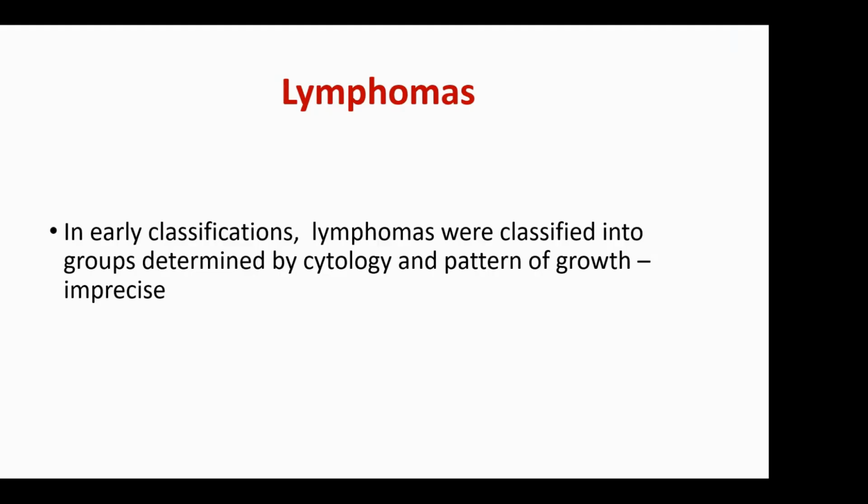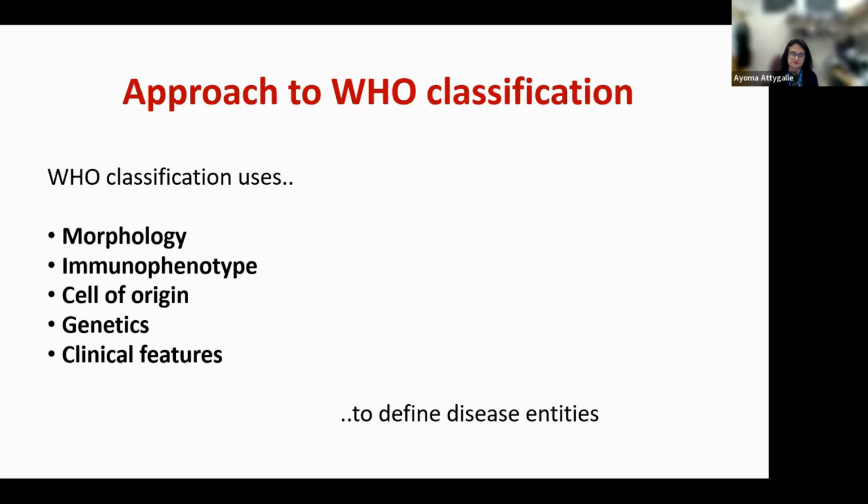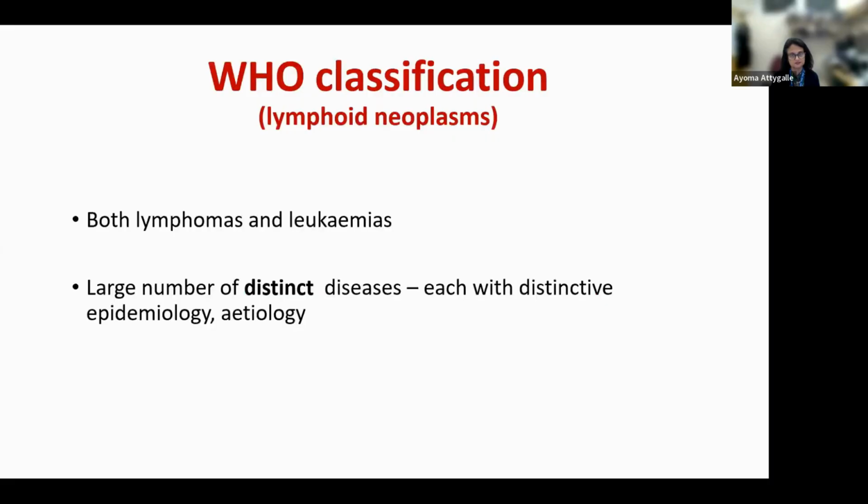by cytology and pattern of growth, and we know today that this method is imprecise. For many years now, the approach has been an integrated approach, and this has been the approach of the WHO classification, which has been in existence from 2000, and it relies on integrating morphology, immunophenotype, cell of origin, genetics, and clinical features in order to define disease entities.